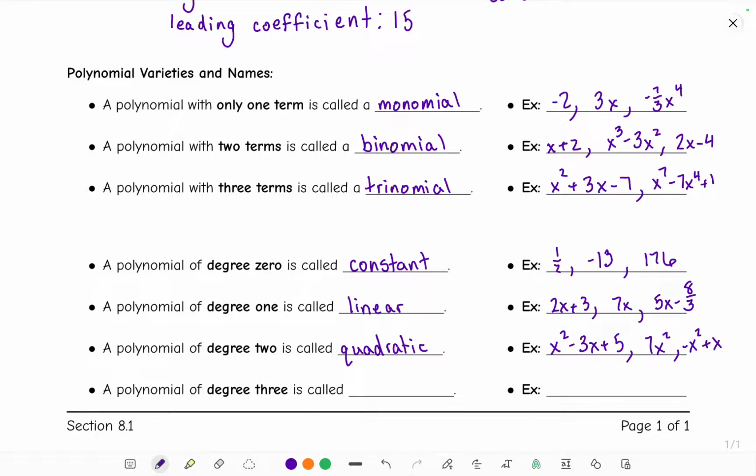And a polynomial of degree 3 is called cubic. Like x cubed minus 3x, or x cubed minus x squared plus x minus 1. Those are examples of cubic polynomials. And then if the degree of the polynomial is bigger than 3, we'll usually call it like a 4th degree polynomial or a 8th degree polynomial after 3. There are, again, words for bigger than 3. People just normally don't use them. And that's it for section 8.1.